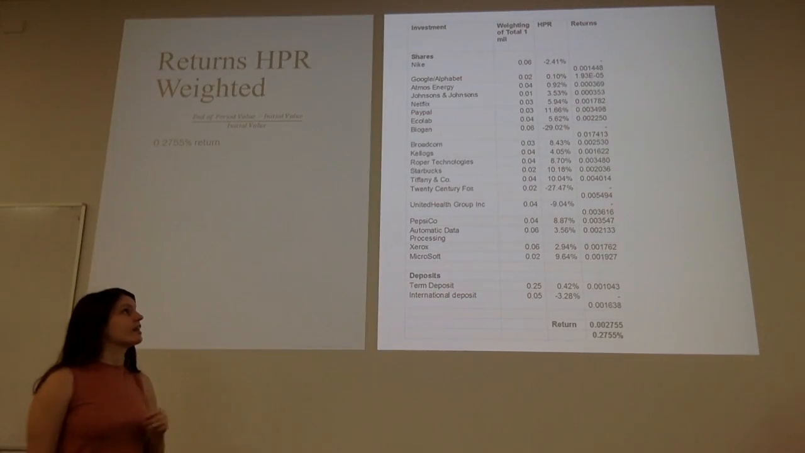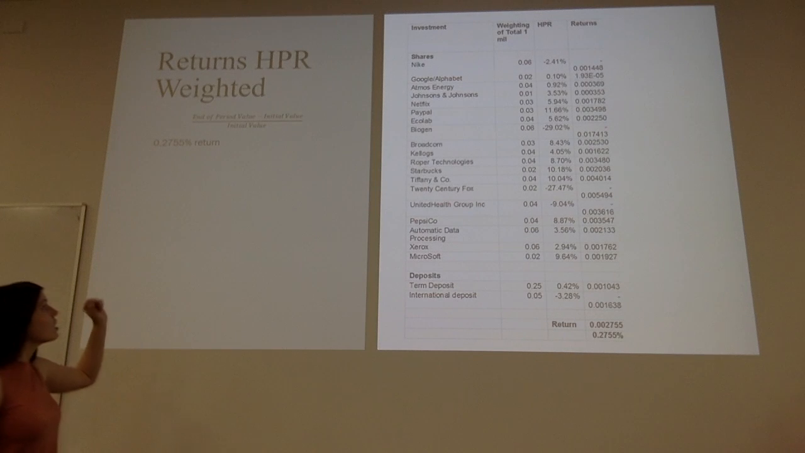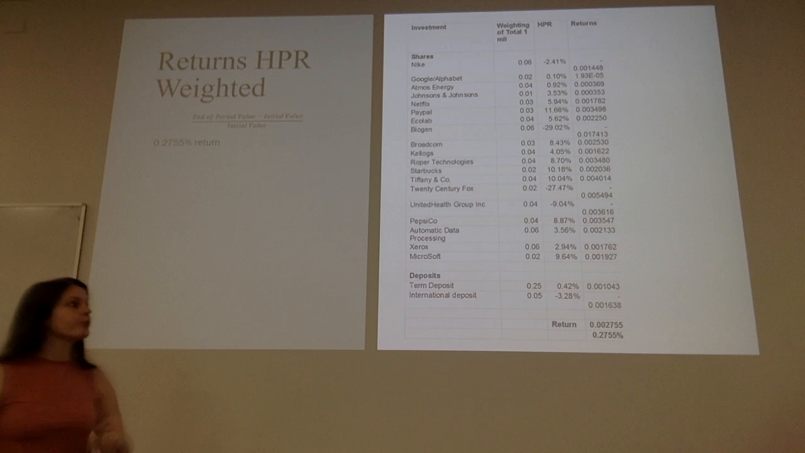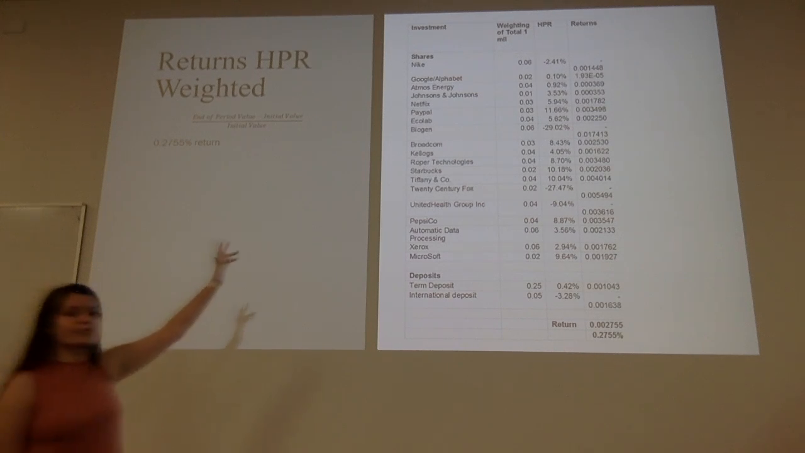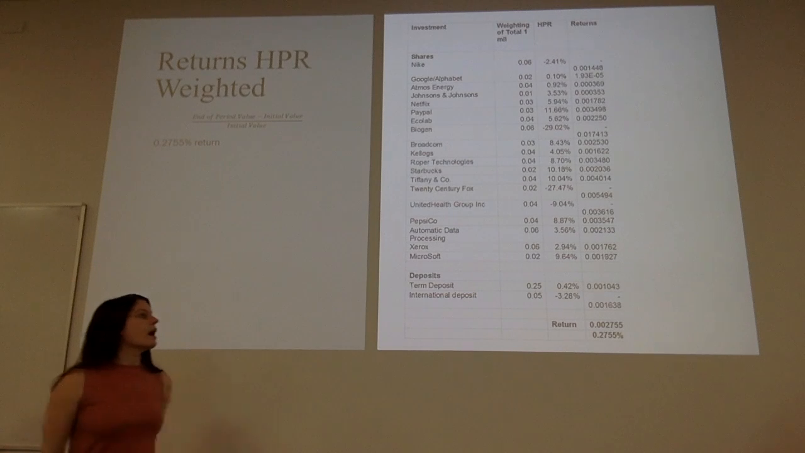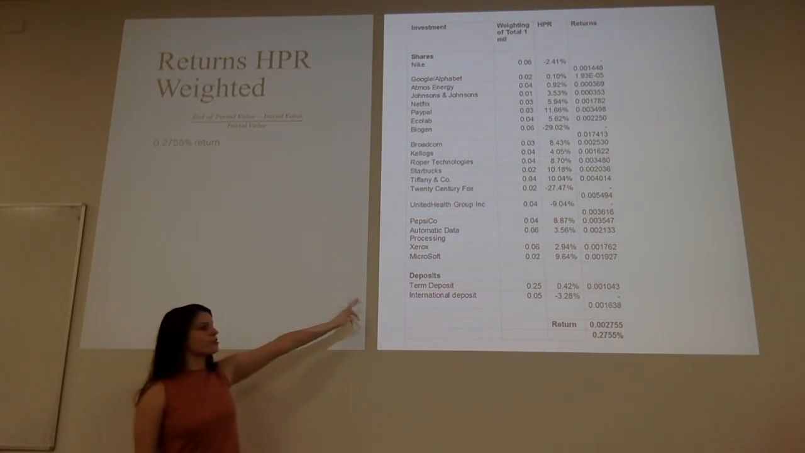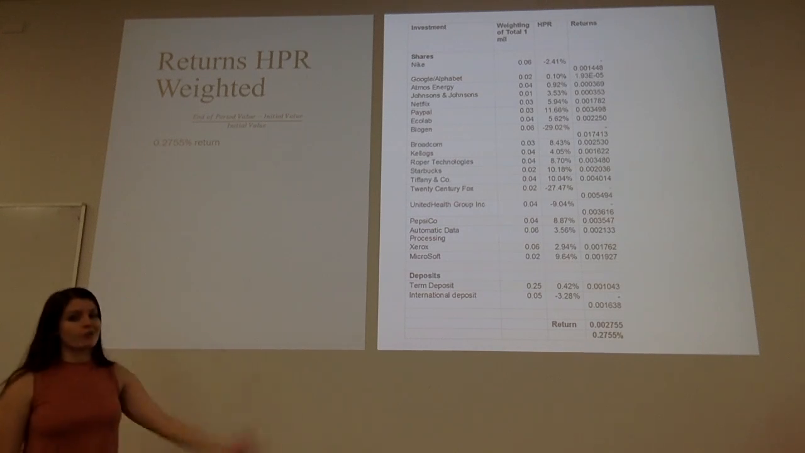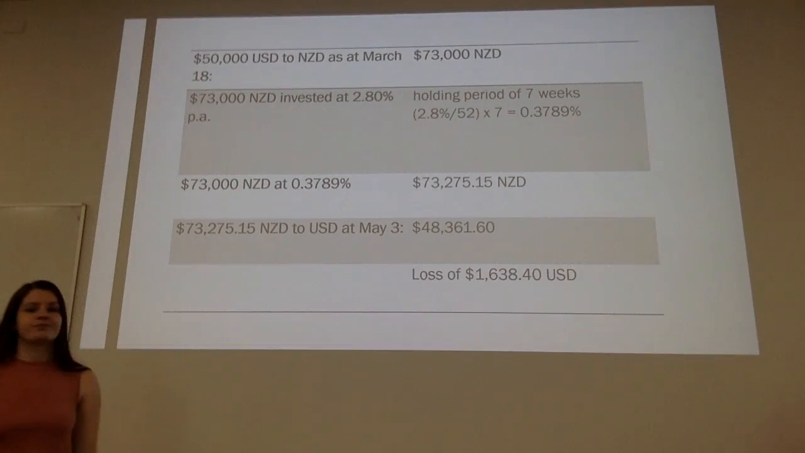We analysed our data using HPR, which is the end of period value, take away the initial value, divided by the initial value. This is our return for our entire portfolio, including our deposits. So in our term deposits, we actually lost money on our international deposit. I'll show you why that is in the next slide.